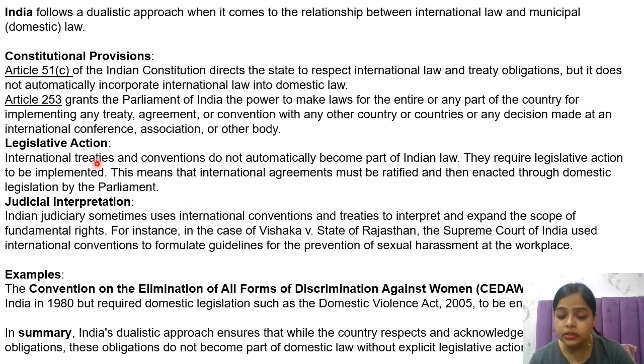So international treaties and conventions do not automatically become part of Indian law. They require legislative action. मतलब legislative process के through, parliament के through एक domestic law बनेगा. This means that international agreements must be ratified and then enacted through domestic legislation by the parliament. पहले sign होगा इंडिया के through and then through domestic legislation by parliament it will become part of the domestic system. Next is judicial interpretation.